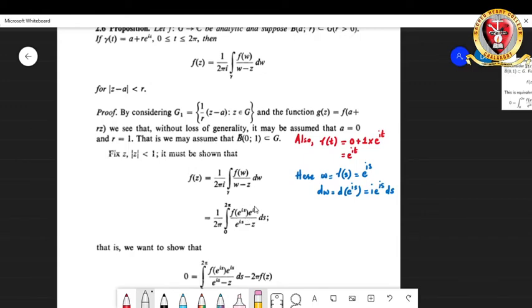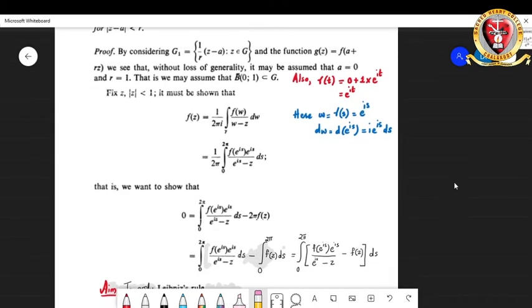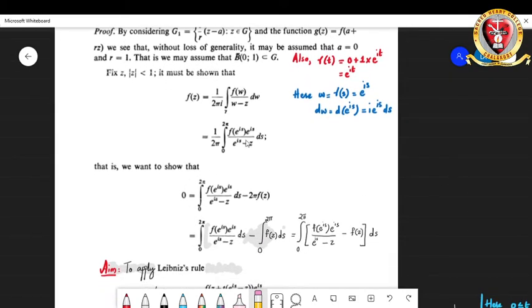So you have an i here, along with this you have an i here, and also you have an i here in the equation. So you can cancel out that i and the i in the numerator. Okay, so you are left with 1 by 2 pi integral from 0 to 2 pi of f of e raised to is into e raised to is divided by e raised to is minus z ds.